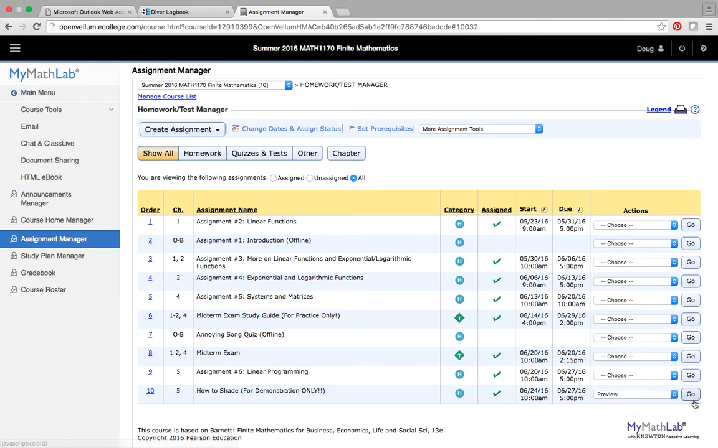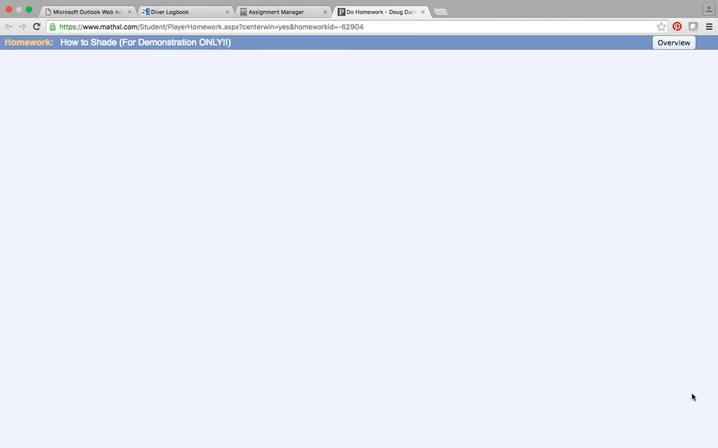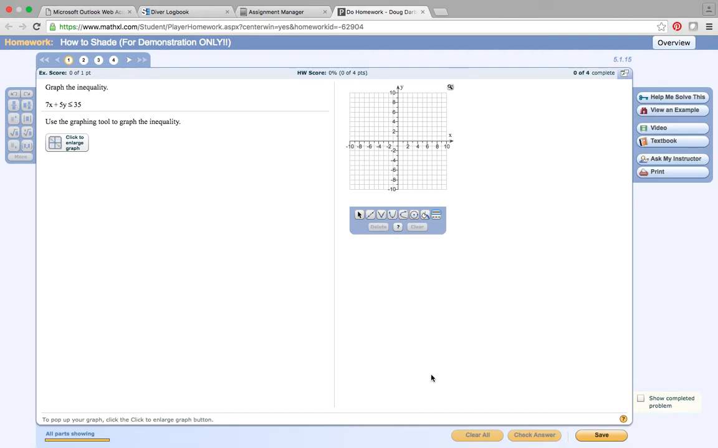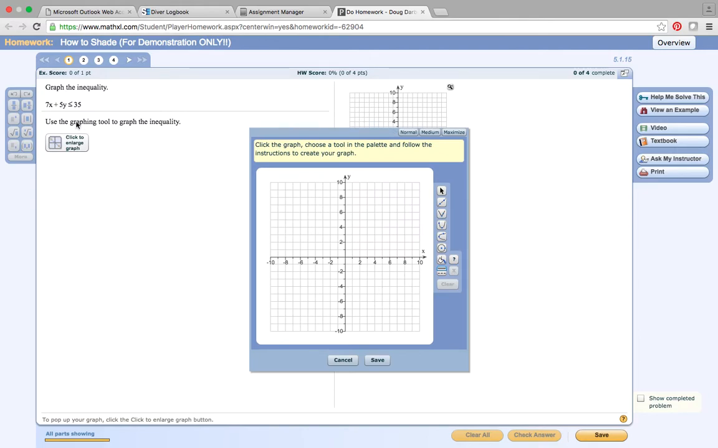But what I want to do is come in and preview, just demonstrate to you how to work some of these problems on the linear programming assignment. So let's start out with the first one. I'm going to click to enlarge the graph just so it makes it easier. Now when I get something like this, I'm going to use the x-intercept or y-intercept method for graphing.